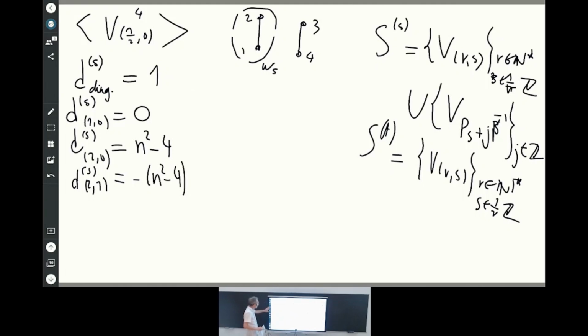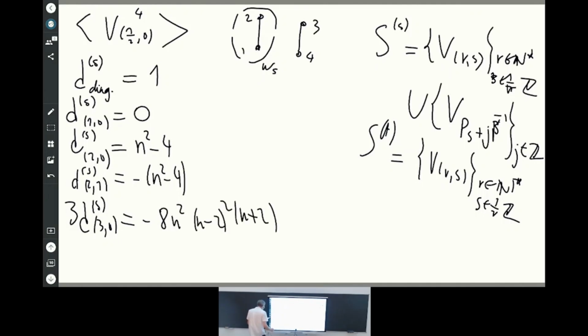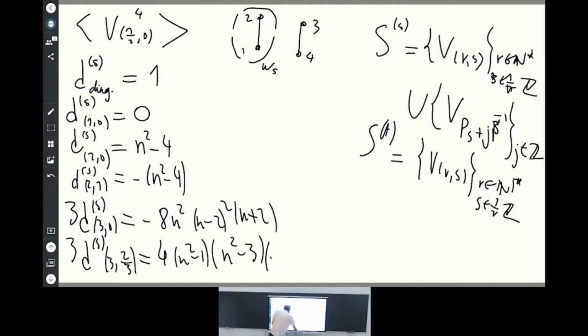Sorry, so here I'm writing only fields with even spins. The odd spin fields in this configuration vanish, so I'm not writing them. So D_S(3,0) is minus 8 n squared (n minus 2) squared (n plus 2). D_S(3,2/3) equals 4 n squared (n squared minus 1)(n squared minus 3)(n minus 2).